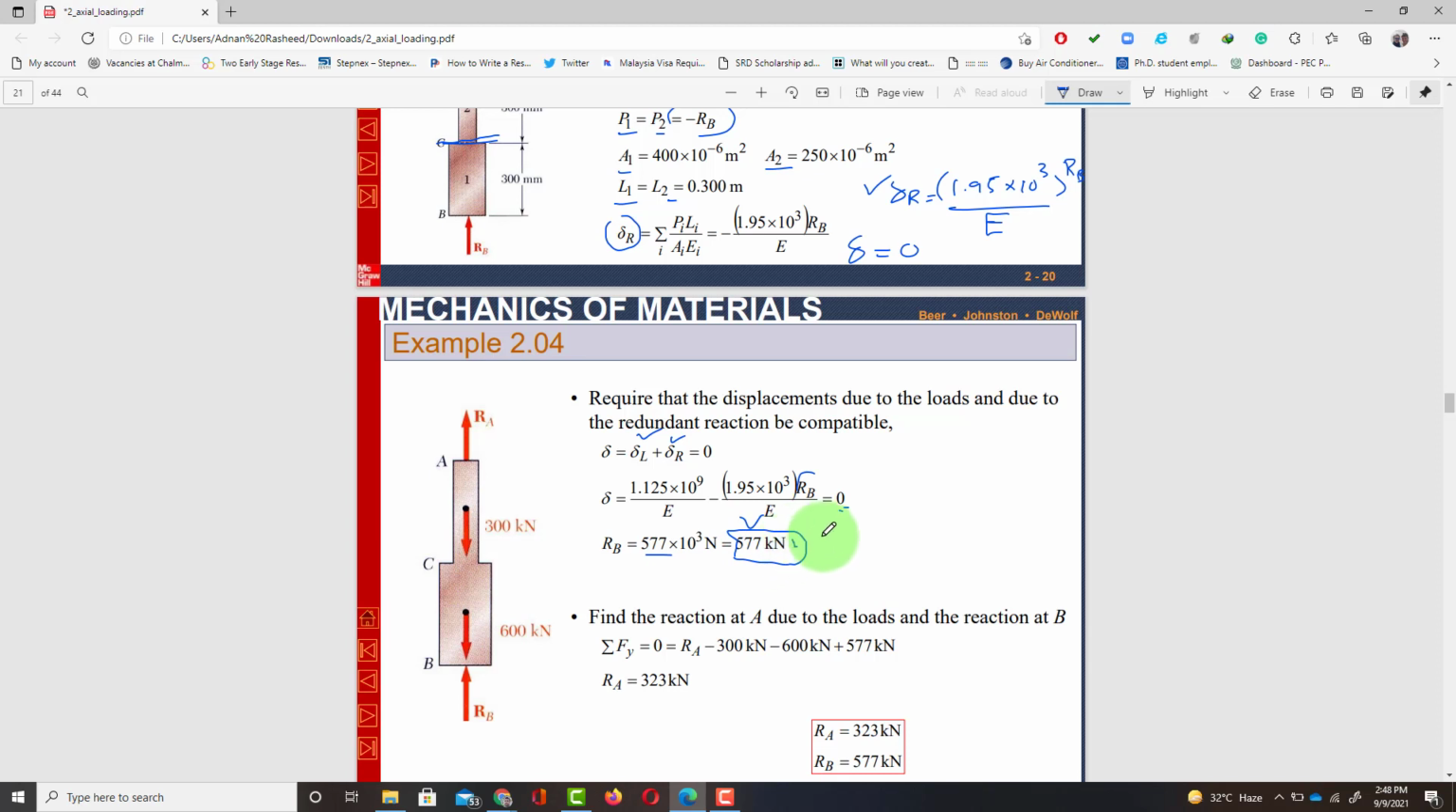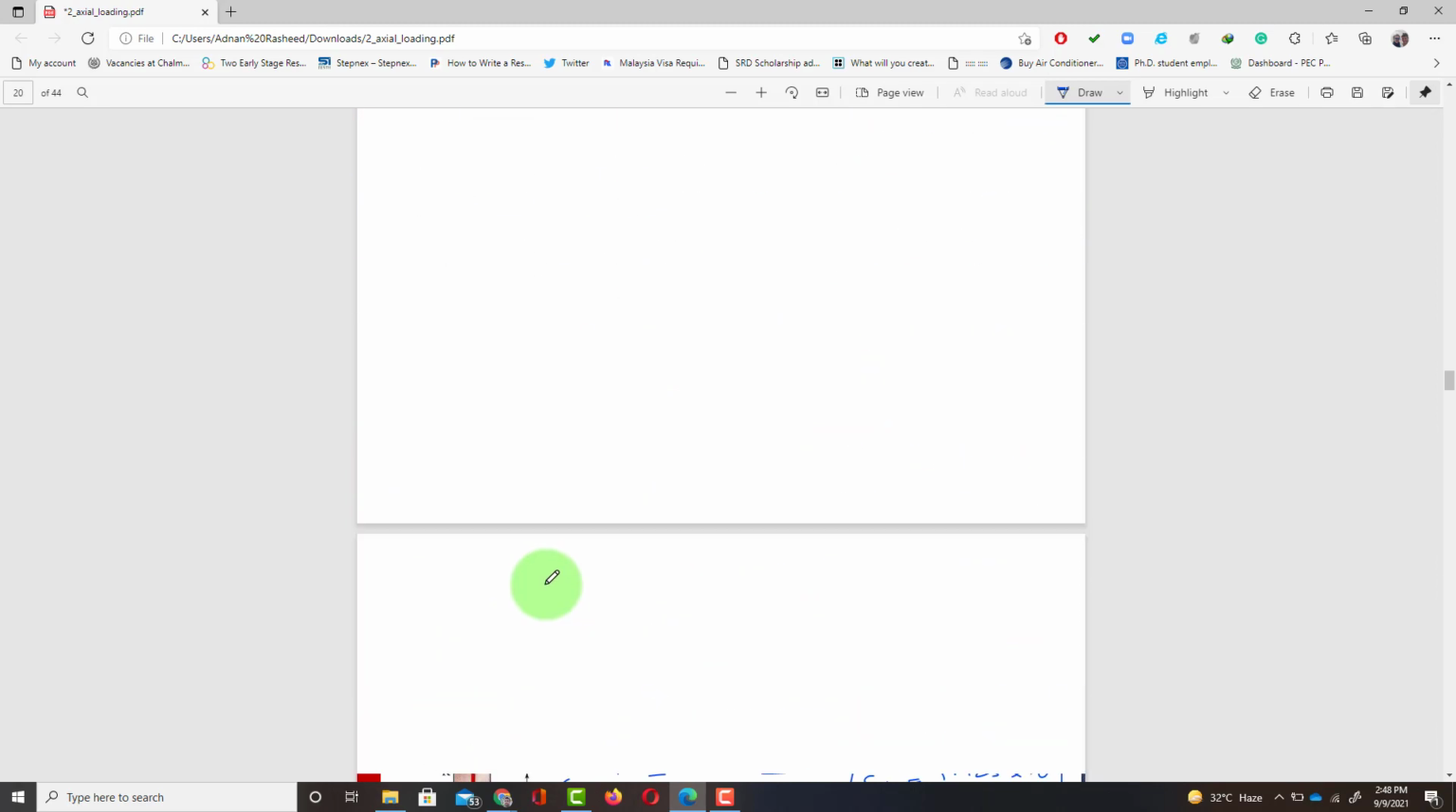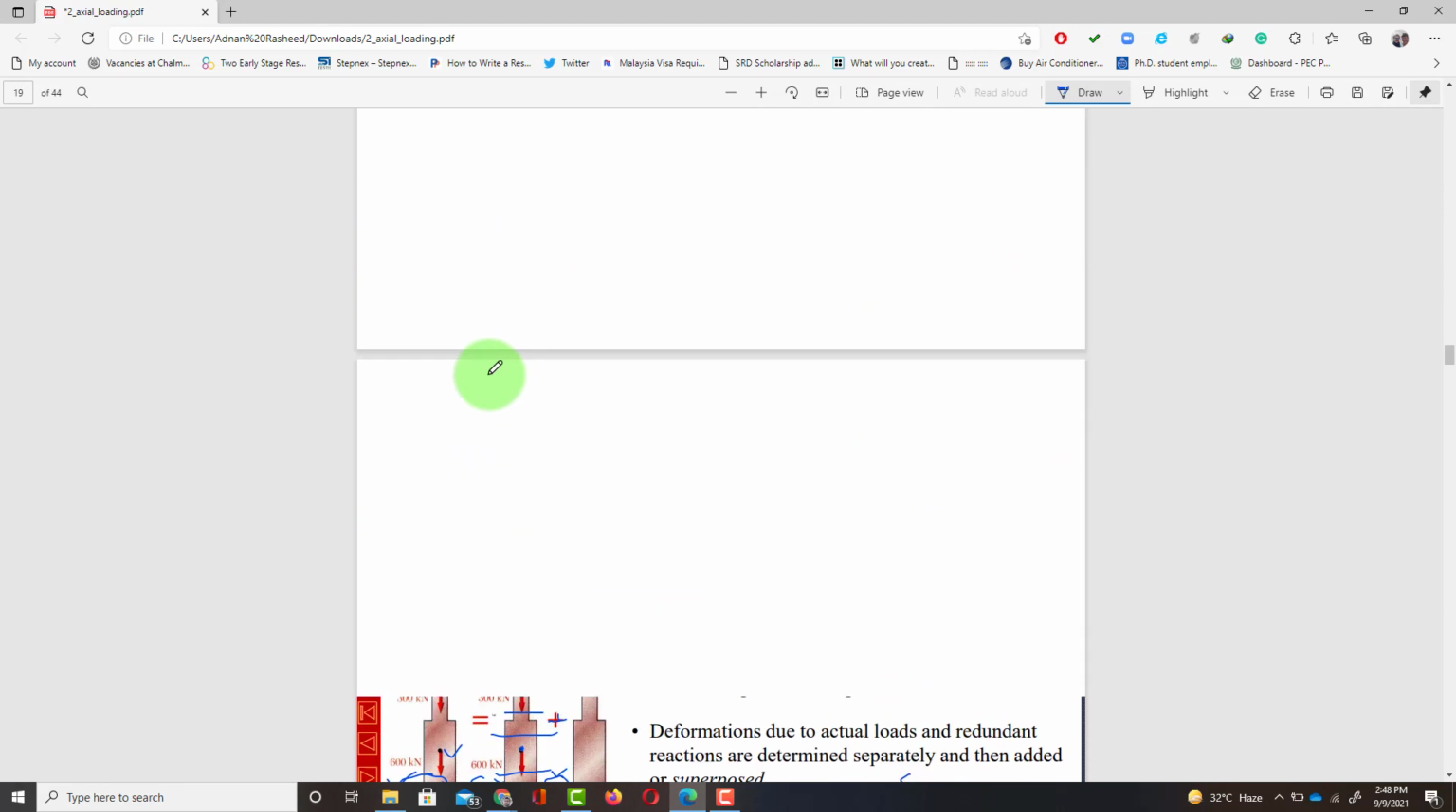577, sorry. Clear? Now you have the equation which I talked about earlier, the sum of all forces along the y direction. So RA minus 300 minus 600 plus 577 is equal to 0, and so you can calculate the reaction force at RA. So initially we have seen that this problem is statically indeterminate.